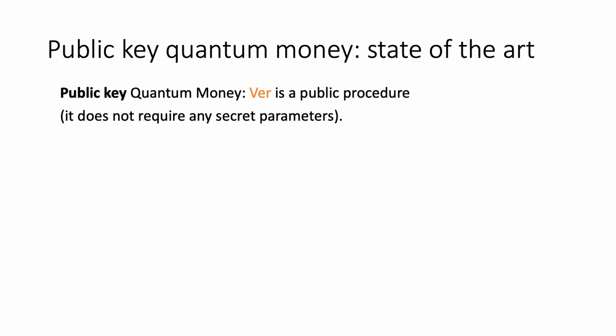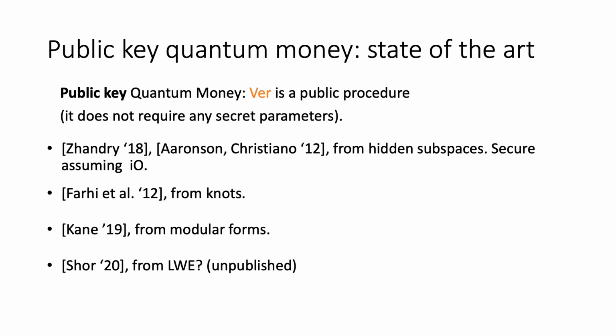And here is a brief state of the art of public key quantum money schemes. There are several that have been proposed. Unfortunately, none of them is secure under what we can call standard computational assumptions. Recently, Peter Shor gave a talk at Simons about a scheme from learning with errors that is secure, assuming learning with errors. And so this is exciting. However, the result is still unpublished as far as I know.